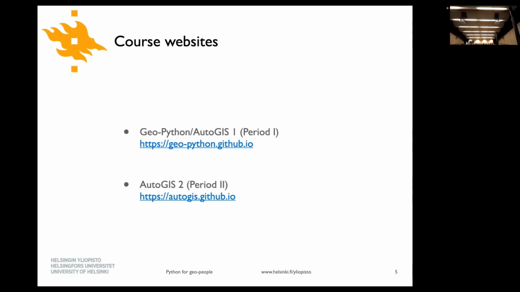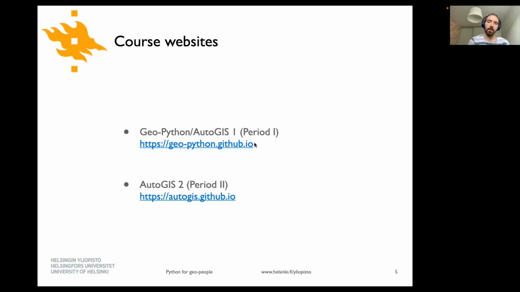Some additional information that may be useful is our course web pages. For period 1, we'll be using Geo-Python and the AutoGIS 1. These two courses are run simultaneously. And the web page is geo-python.github.io.